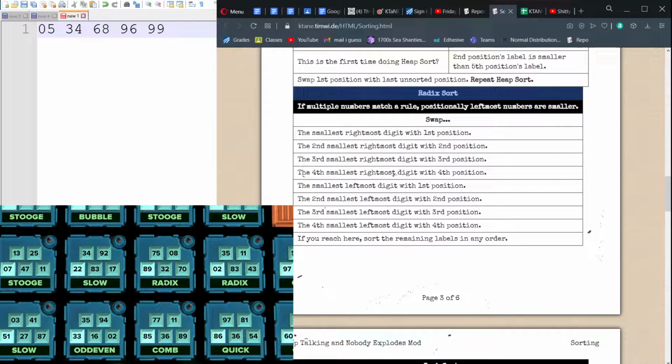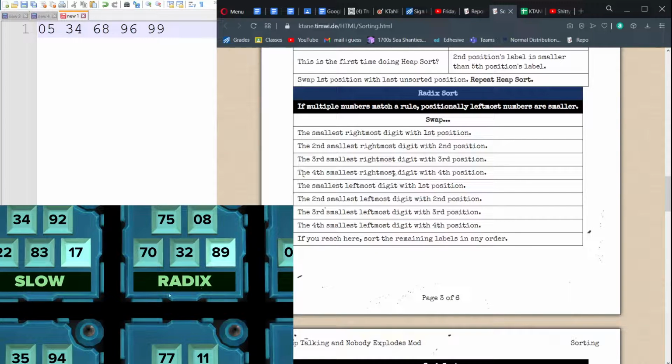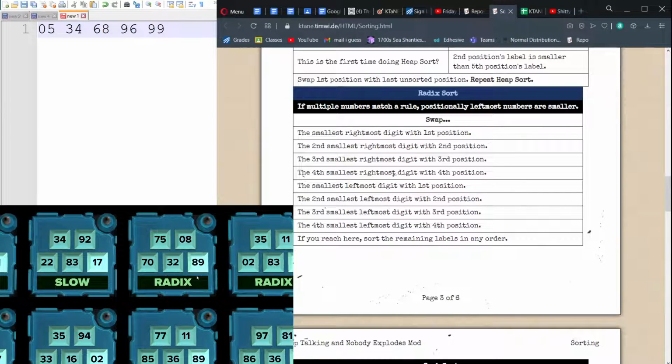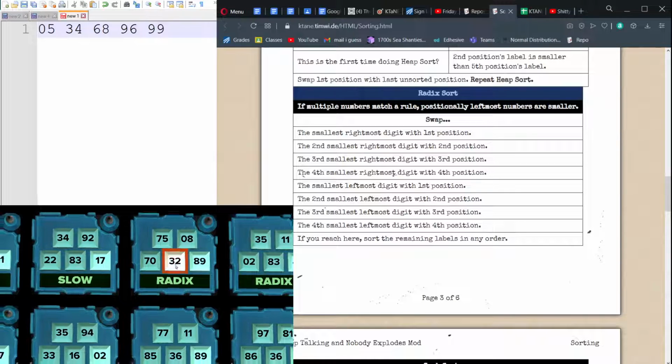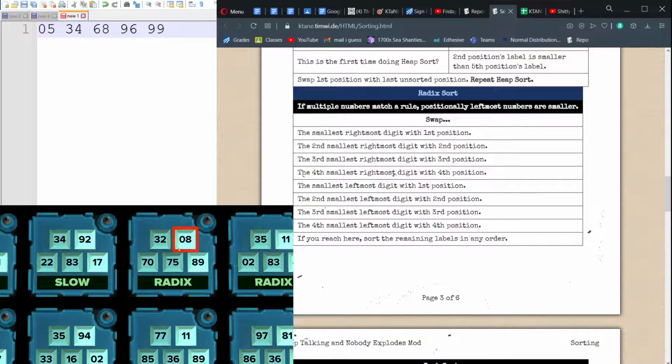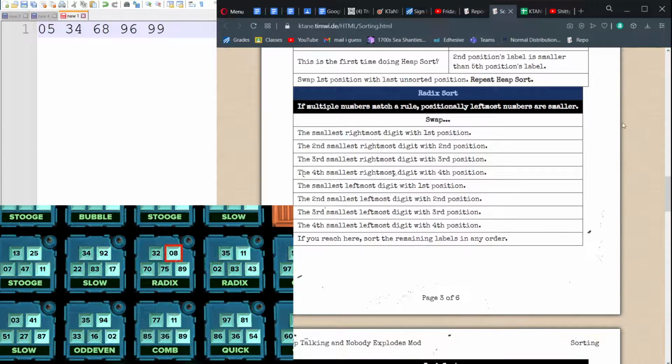So the first thing that we want to sort is the right digit, and we want to sort it from 0 to 9. So what we just do is we swap 0 and 9, because 0 is less than 9, so we swap those two. 2 is less than 5, so we swap those two. And 5 is less than 8, so this stays as is.